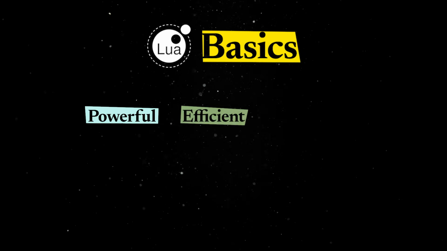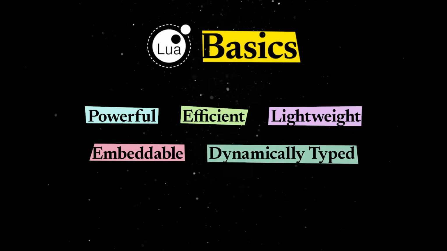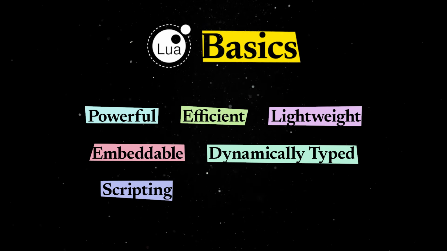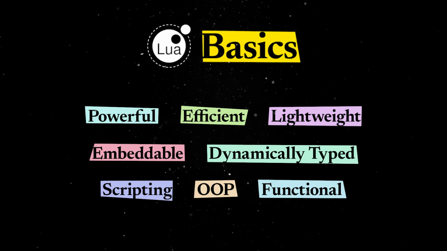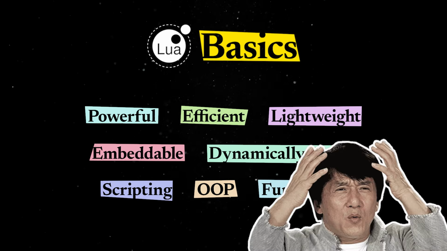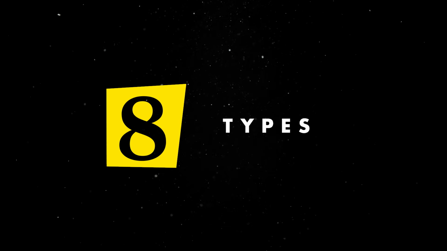Lua is a powerful, efficient, lightweight, embeddable, dynamically typed scripting language that supports both object-oriented and functional programming. Don't worry, I know this is a mouthful, but we'll deconstruct this definition and get the gist of it all. So, Lua is efficient and lightweight since it relies on just 22 reserved keywords and 8 basic types.